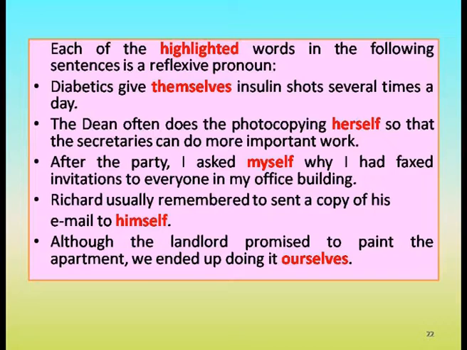Diabetics give themselves insulin shots several times a day. The dean often does the photocopying herself so that the secretaries can do more important work. After the party, I asked myself why I had faxed invitations to everyone in my office building. Richard usually remembered to send a copy of his email to himself. Although the landlord promised to paint the apartment, we ended up doing it ourselves.